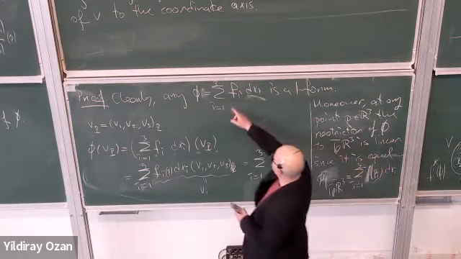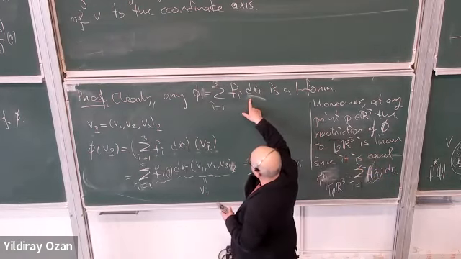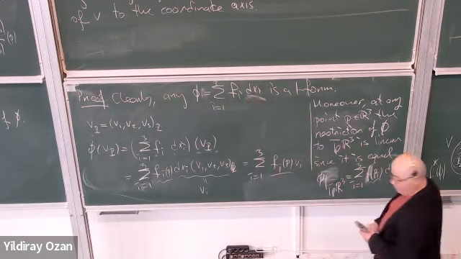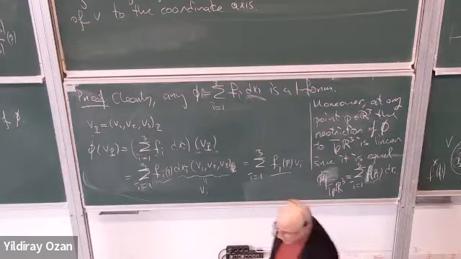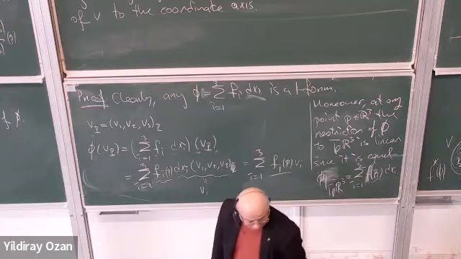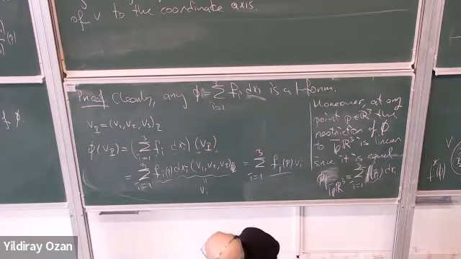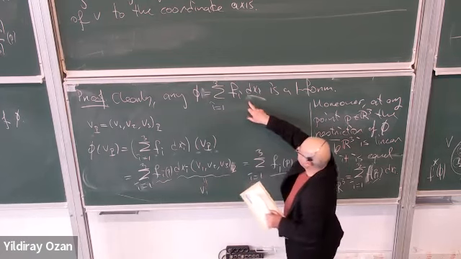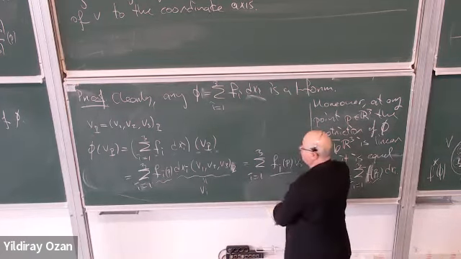If your one form is given in this form, actually any expression in this form is a one form. We discussed that. And for the other part, whenever we have a one form, phi, it can be written in this form. So let's do that.